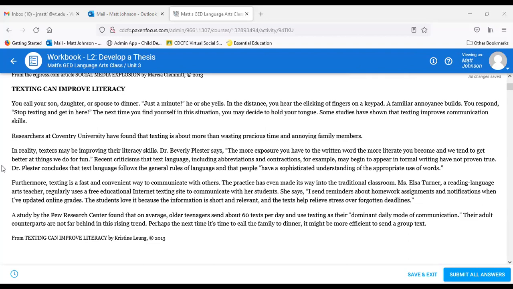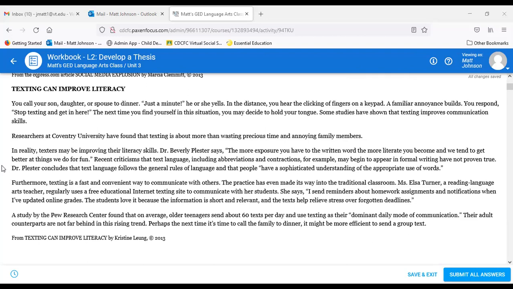Furthermore, texting is a fast and convenient way to communicate with others. The practice has even made its way into the traditional classroom. Miss Elsa Turner, a reading language arts teacher, regularly uses a free educational internet texting site to communicate with her students. She says, I send reminders about homework, assignments, and notifications when I've updated online grades. The students love it because the information is short and relevant, and the text helps relieve stress over forgotten deadlines.